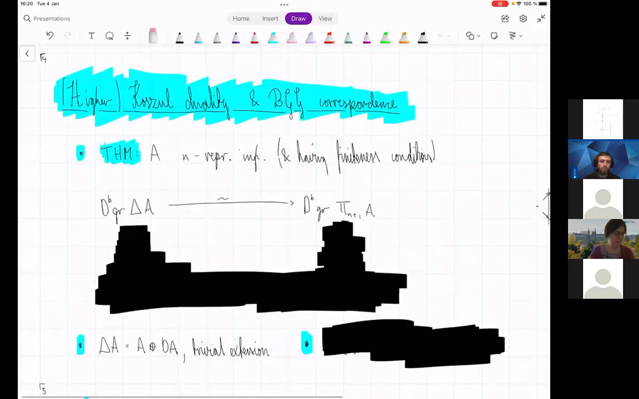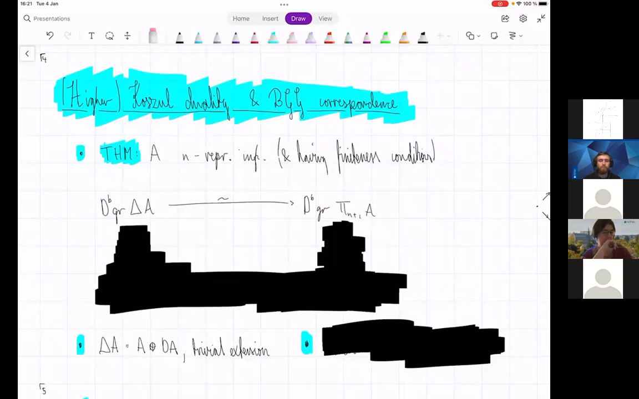So what can you show using these notions? Well, if you have some n-representation infinite algebra A having some finiteness conditions, then you get a nice equivalence between these two triangulated categories. Here, the left one is the bounded derived category of graded modules over the trivial extension of A, and the one on the right is the same, but for the (n+1)-preprojective algebra of A.